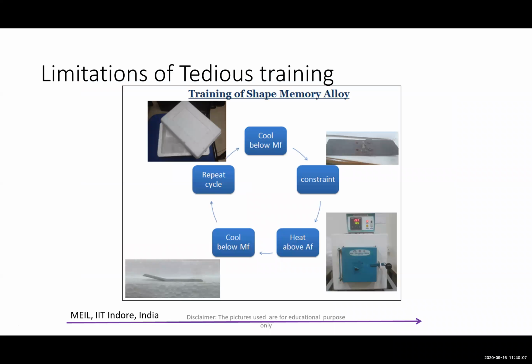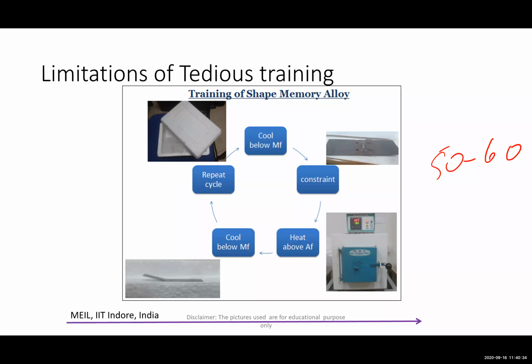So this is how basically we try to do the training. If I need to get a particular configuration or a particular displacement, I need to employ a huge amount of training. This training is to a level that I need to run this cycle for more than 50 to 60 times. So basically, there is going to be energy waste which is going to get transformed to get these kinds of structures. So this is one of the major limitations of this training.